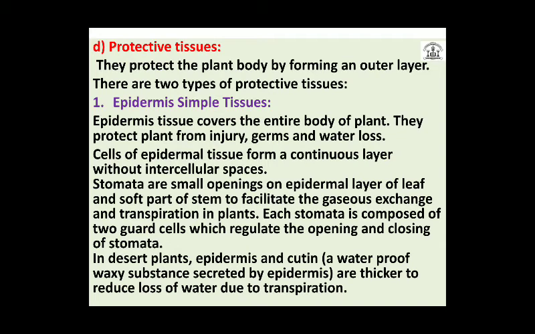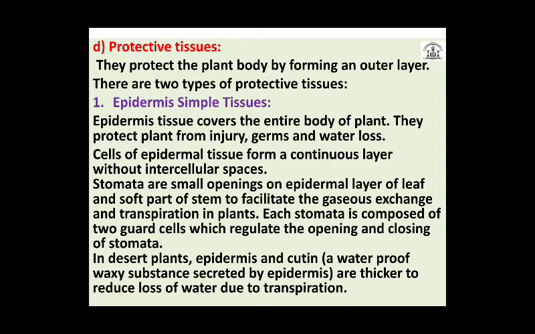That is, they are loosely packed. But in some regions they are tightly packed. Now they protect the plant from injury, germs and water loss. They have generally one layer of cells.